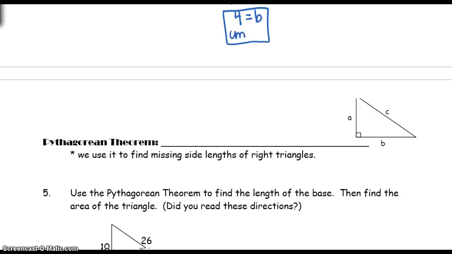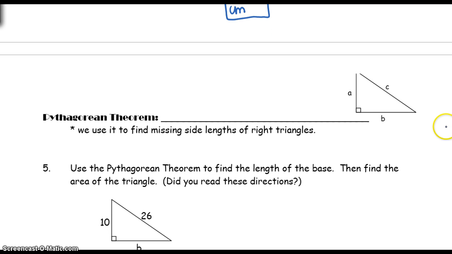Next thing we're going to talk about today is the Pythagorean theorem. You may have seen it before. We're going to talk about it again today. There's a little bit of terminology you need to know with this triangle. First thing, we only use the Pythagorean theorem if we have a right triangle. We only use the Pythagorean theorem if we have a right triangle, okay?